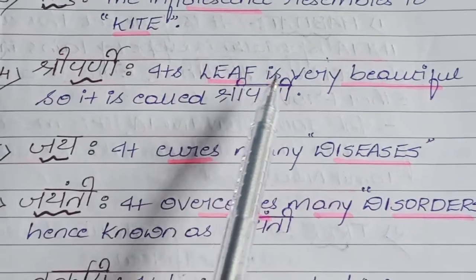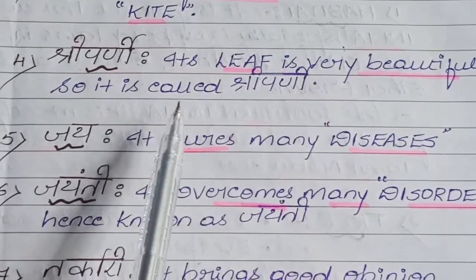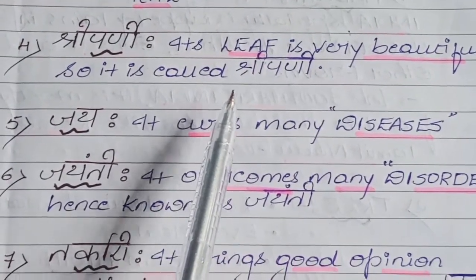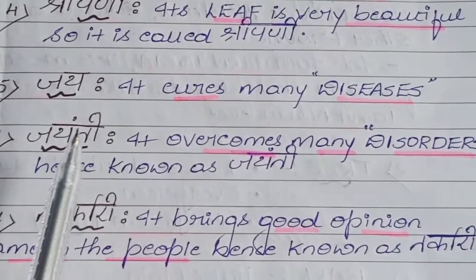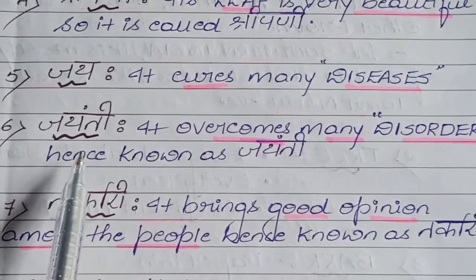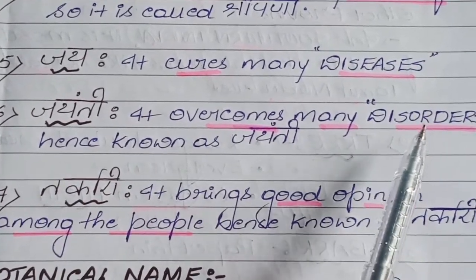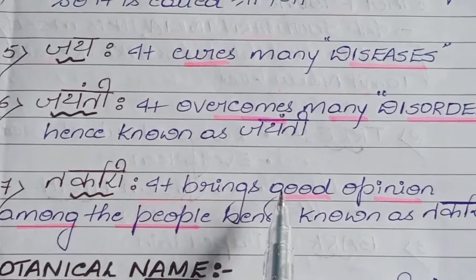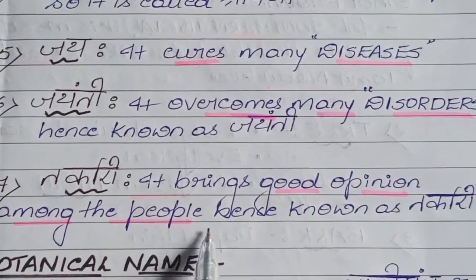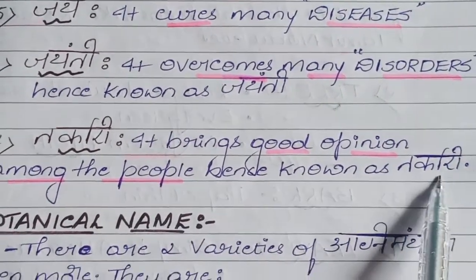Shriparni: its leaf is very beautiful, so it is called Shriparni. Jaya: it cures many diseases, hence it is known as Jaya. Jayanti: it overcomes many disorders, hence it is known as Jayanti. Tarkari: it brings good opinion among the people, hence it is known as Tarkari.